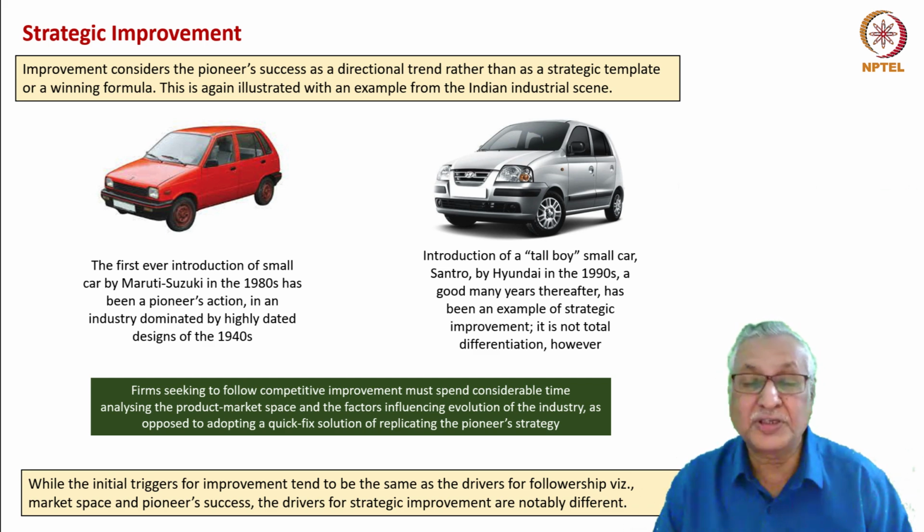It is not total differentiation, however. Firms that are seeking to follow competitive improvement must spend considerable time analyzing the product market space and the factors influencing the evolution of the industry. This is as opposed to adopting a quick fix solution of replicating the pioneer's strategy. The initial triggers for improvement tend to be the same as the drivers for followership, namely market space and pioneer success. However, the drivers for strategic improvement are notably different. The differences between the 800cc Suzuki car and the tall boy small car are evident for you to see.